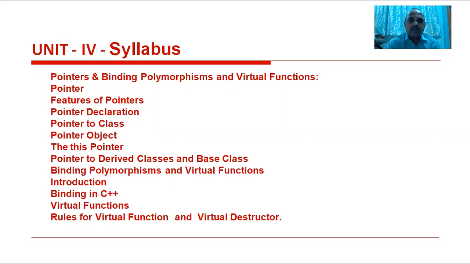They will ask only 3 questions in the fourth unit. The first question is, define a pointer, or what is a pointer, how to declare it, and what are the features of pointers? Next question, how to define a pointer to classes, and how to define a pointer to an object? Then the next question is, what is polymorphism, what are the types of polymorphism, and how to execute types of polymorphism in C++?